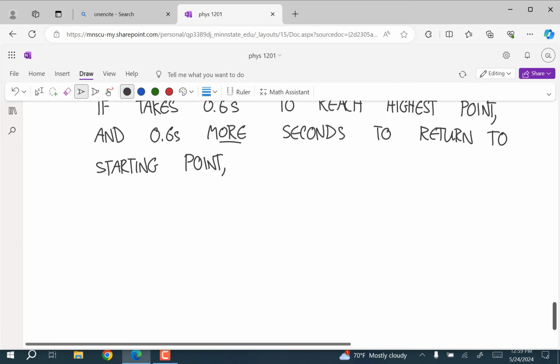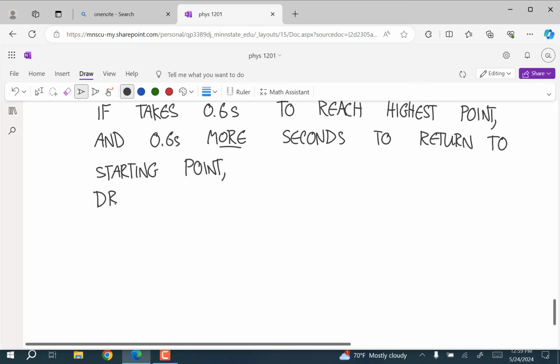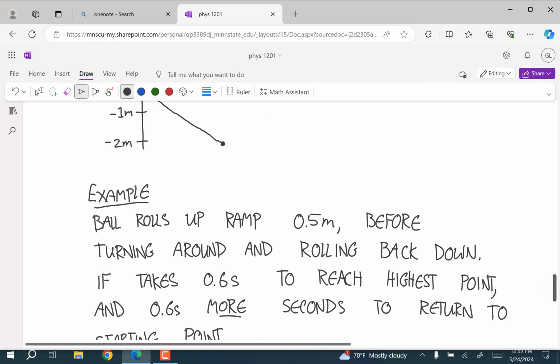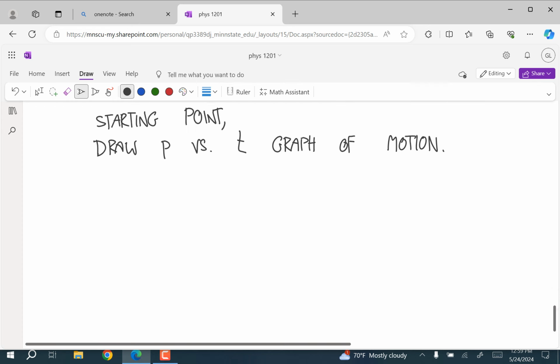Draw position versus time graph of this motion. The one extra bit of information that you need if all of our graphs are going to look the same is you have to know which way the number line is going to face. Remember, the number line is always in line with the motion, so it's going to be parallel to the ramp. Let's choose the positive direction to be up the ramp.